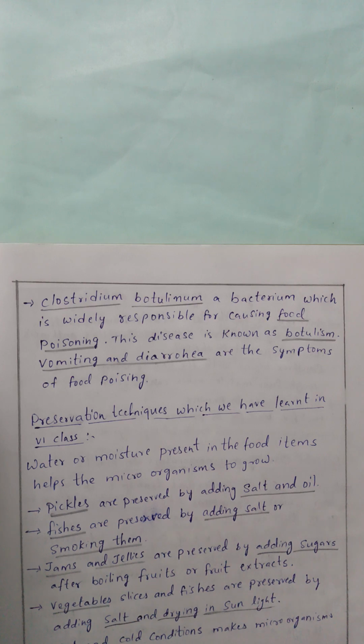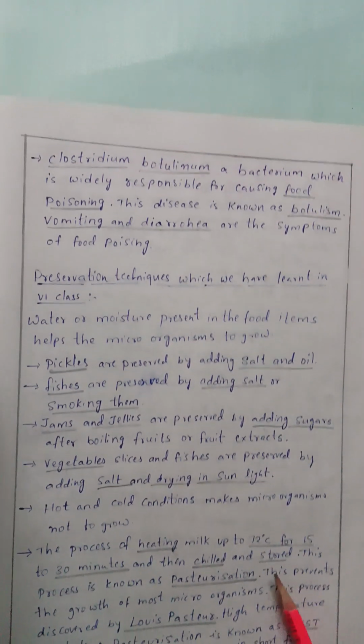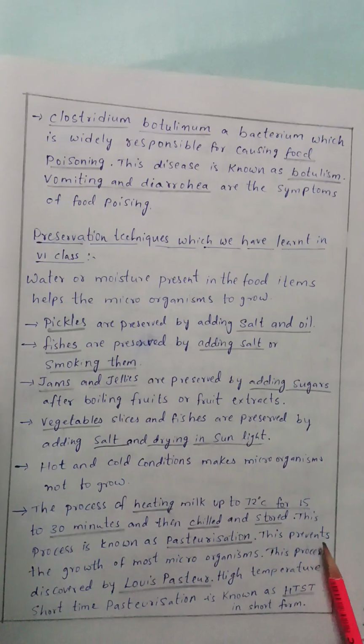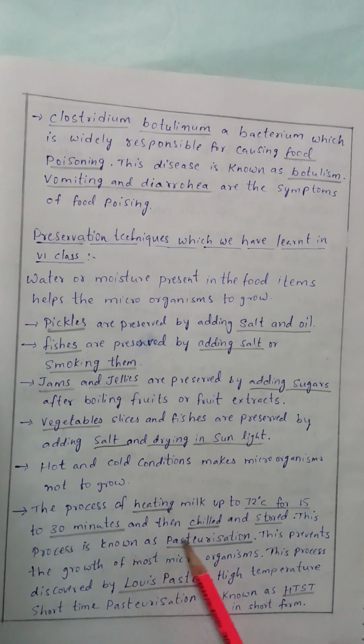Hot and cold conditions make microorganisms not grow. The process of heating milk up to 72 degrees Celsius for 15 to 30 minutes and then chilling and storing it is known as pasteurization. This prevents the growth of most microorganisms. This process, discovered by Louis Pasteur, is known as high temperature short time pasteurization, HTST in short form.